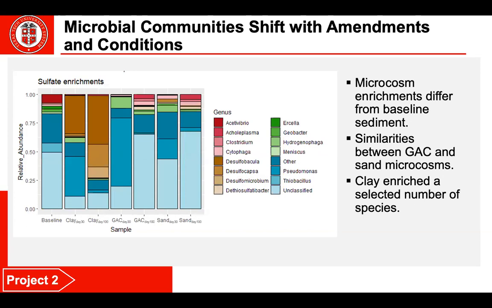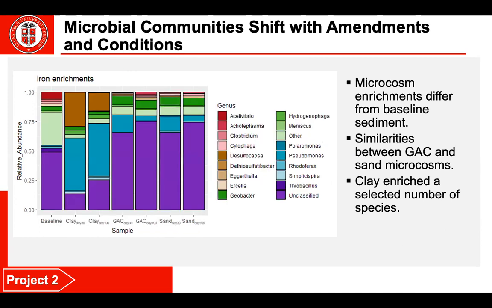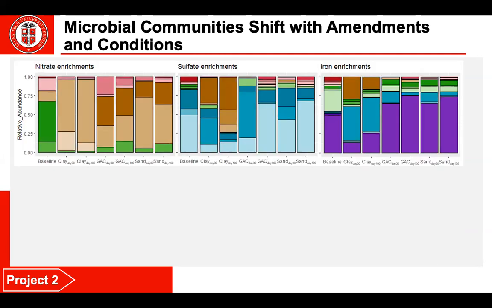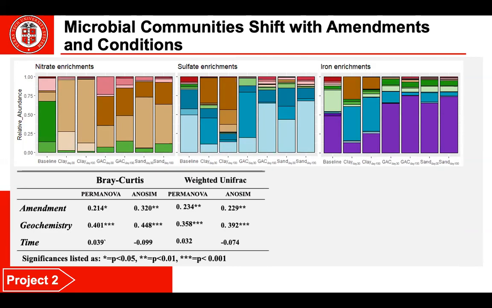Sulfate, we do see a little bit more diversity in the clay systems. Again, you're seeing general similarities between activated carbon and sand at the 30-day and 100-day mark, and a general shift from the baseline. Clay having a very, very distinct profile from the other 2, in this case, emergence of Desulfovibrio and Desulfocapsa. Then lastly, looking at iron enrichments, where again, GAC and sand, and actually this one, when we ran statistics, we really didn't see much difference between the GAC and sand treatments, but a very, very distinctive clay profile. This is what they look like altogether.